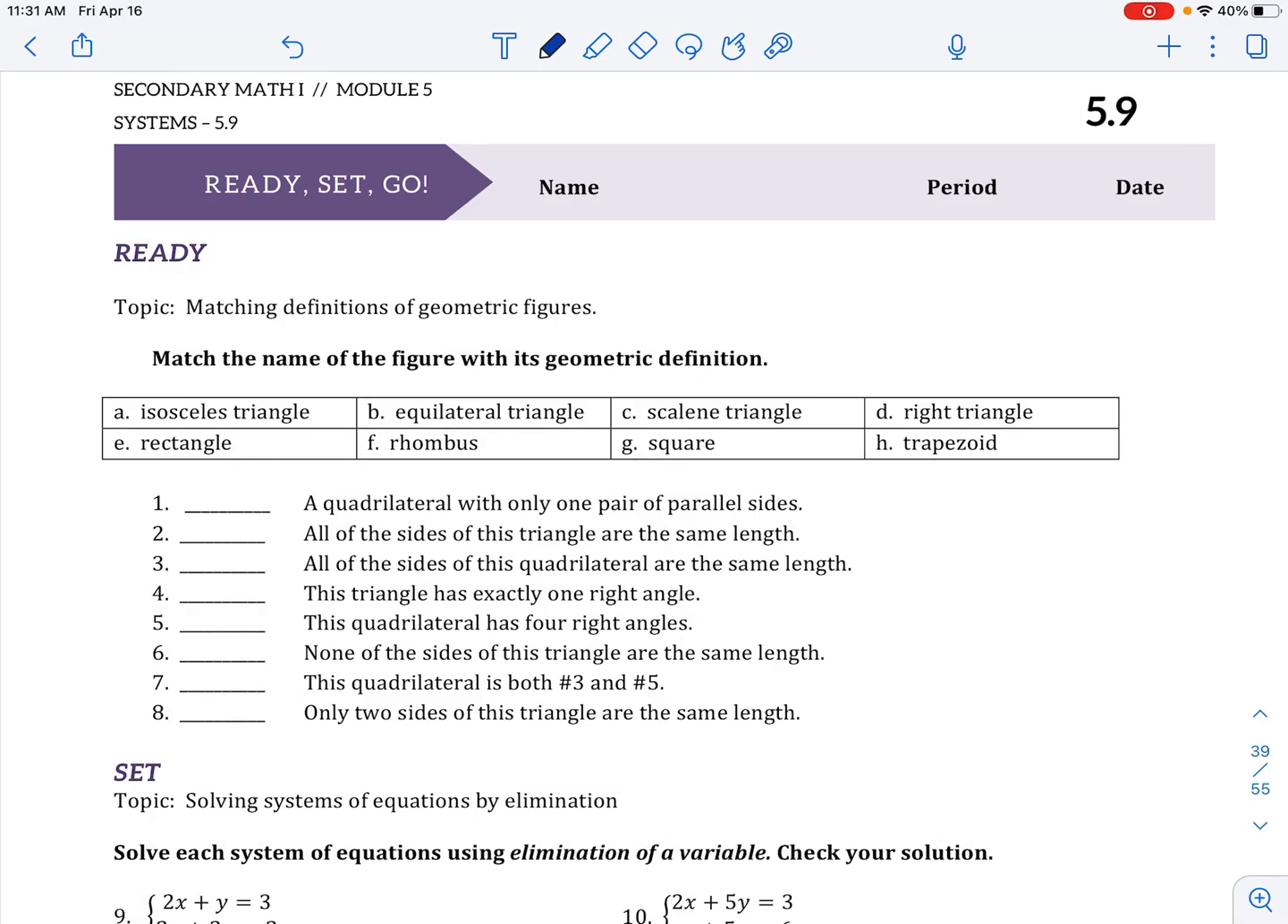Today we are going to be doing 5.9's Ready, Set, Go. Topic, matching definitions of geometric figures. Match the name of the figure with its geometric definition.